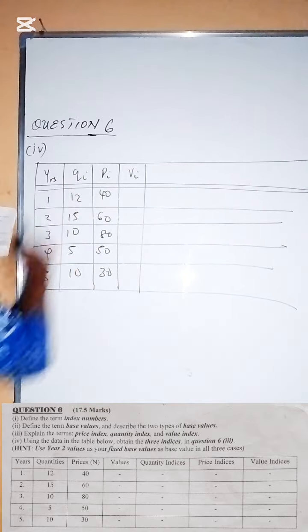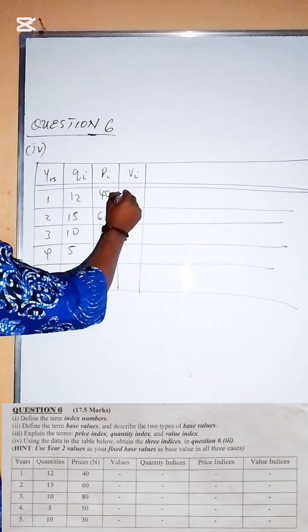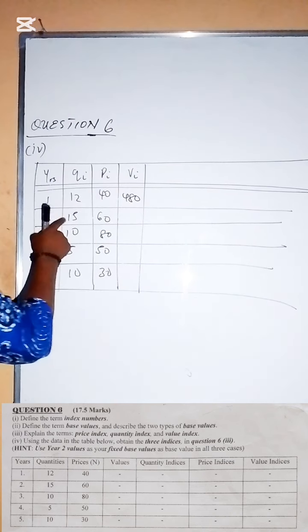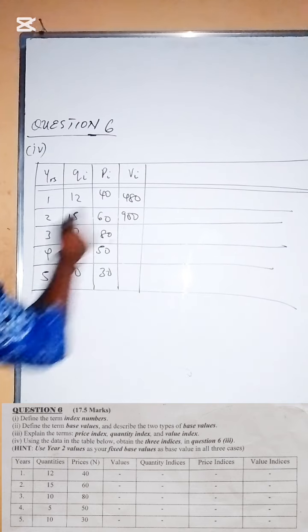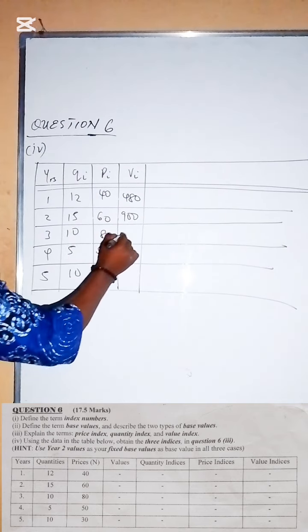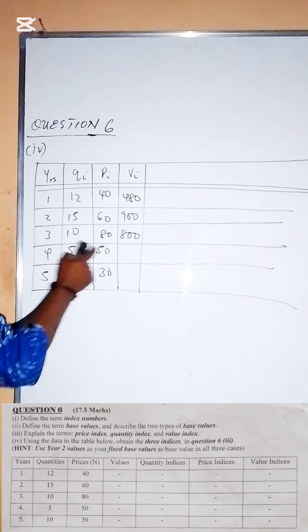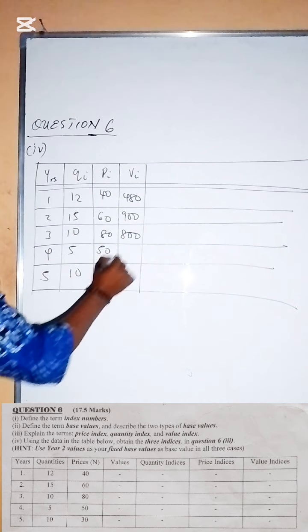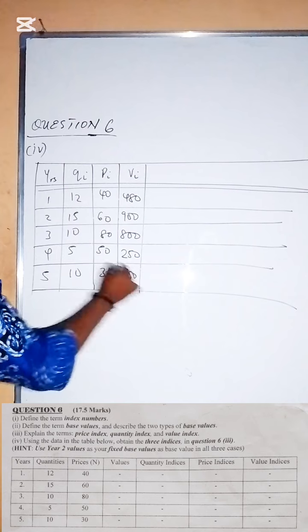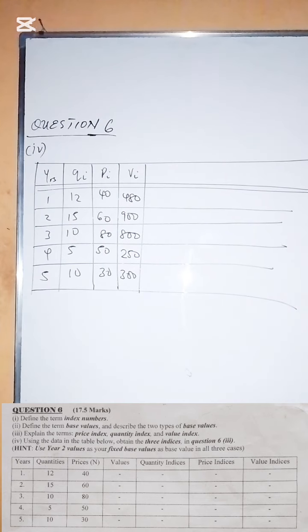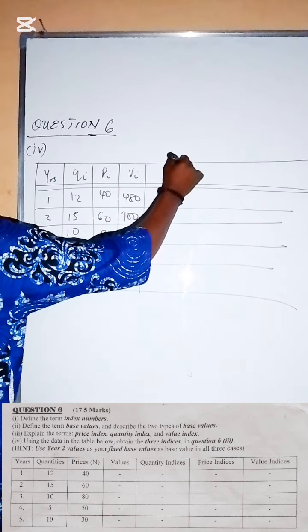Now, we are asked to compute VI, that is the product of this and this. So what will 12 times 40 give us? 480. 15 times 60 will give us our VI. What does that give? 900. 10 times 80 will give us what? 800. 5 times 50 will give us 250. 10 times 30 will give us 300.